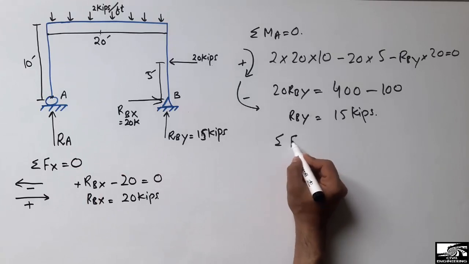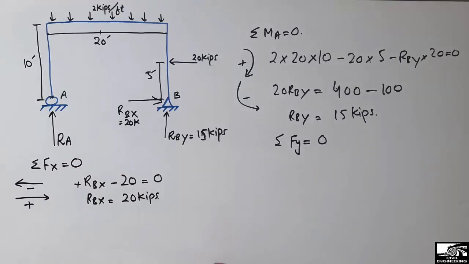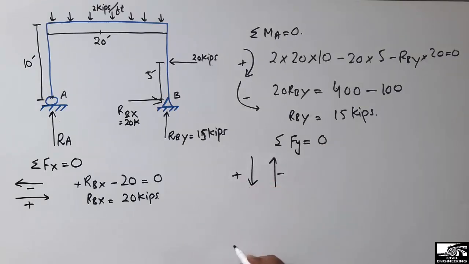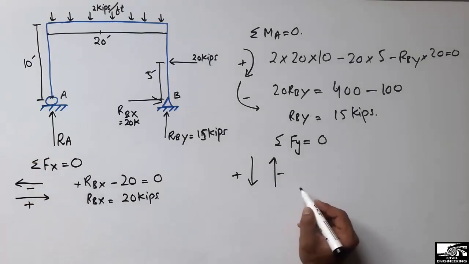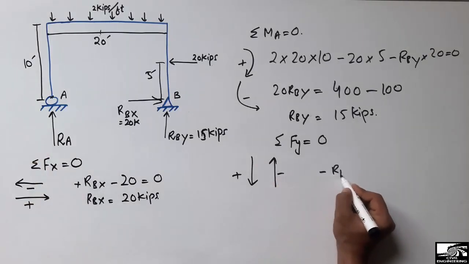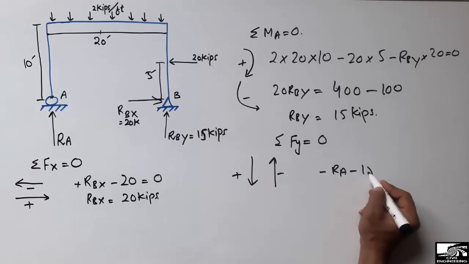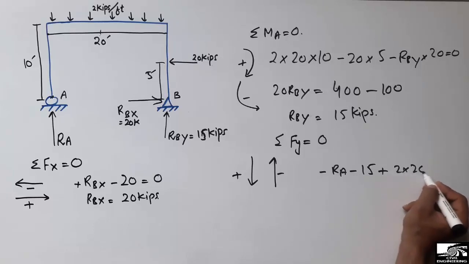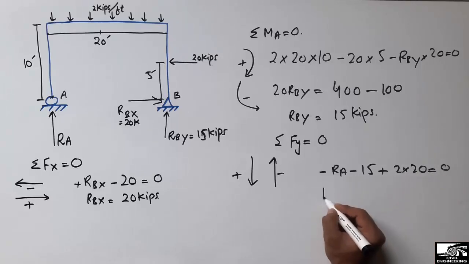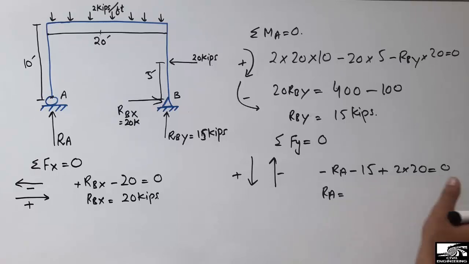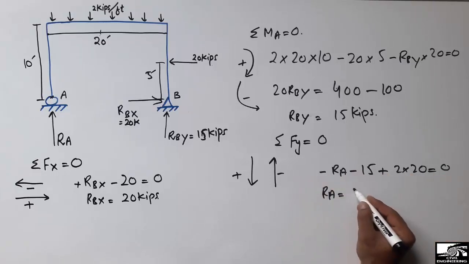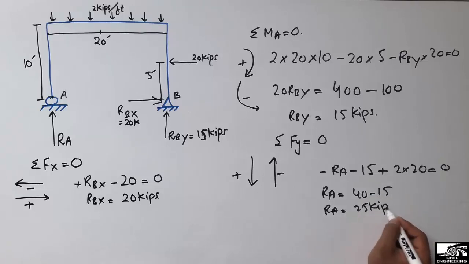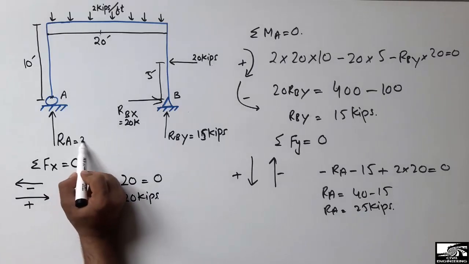Now I can find the RA in the vertical direction by the summation of forces in the vertical direction equal to 0. Let's suppose this force is taken as positive and this is taken as negative. My RA acts in the upward direction, so upward is negative, so minus RA. Similarly, this is also acting upward, minus 15, and plus this one acting downward, plus 2 into 20, because it is a uniformly distributed load, equal to 0. So RA comes out by moving this to the right side, 40 minus 15, RA comes out to be 25 kips.